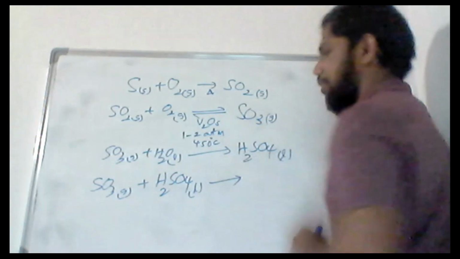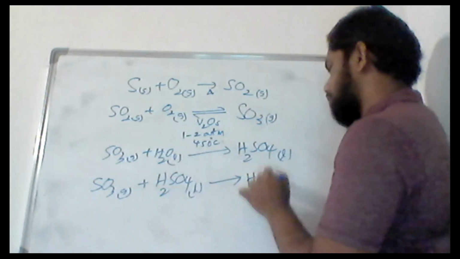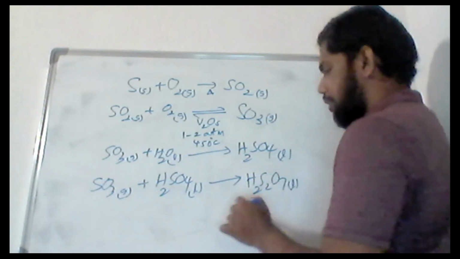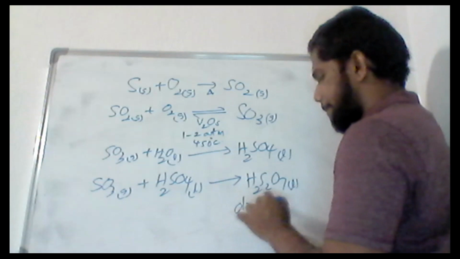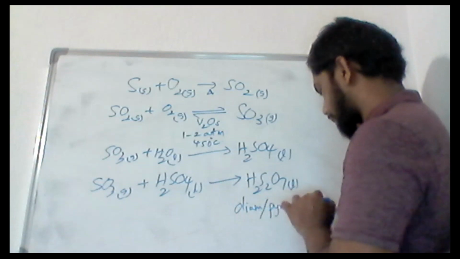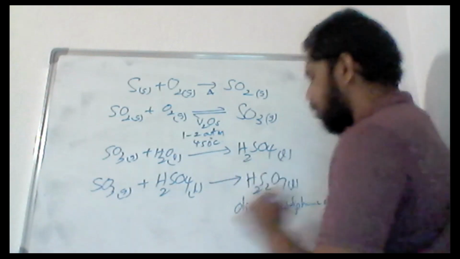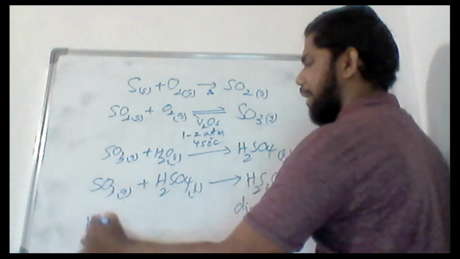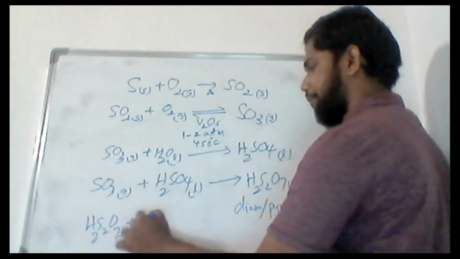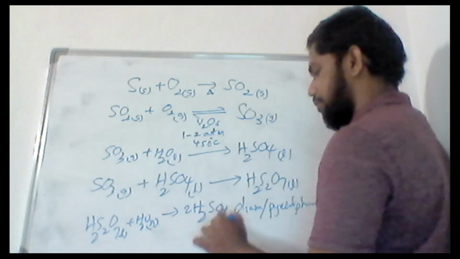Okay. In the manufacturing process, this will eventually form H2S2O7. This is called oleum, or we say pyrosulfuric acid. Okay, and when you have this, we just add a little bit of water to form 2 H2SO4.